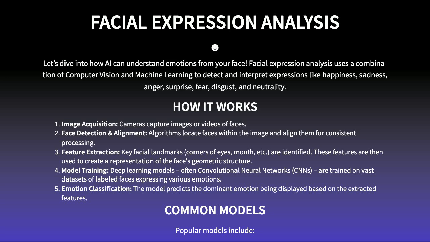This data is fed into trained models, typically deep learning networks like CNNs, that have learned to recognize different emotions based on massive amounts of labeled facial expressions. Finally, the model predicts what emotion you're showing. It's used in tons of places, from analyzing customer sentiment and monitoring patients for mental health conditions to making robots more intuitive and even improving security systems.